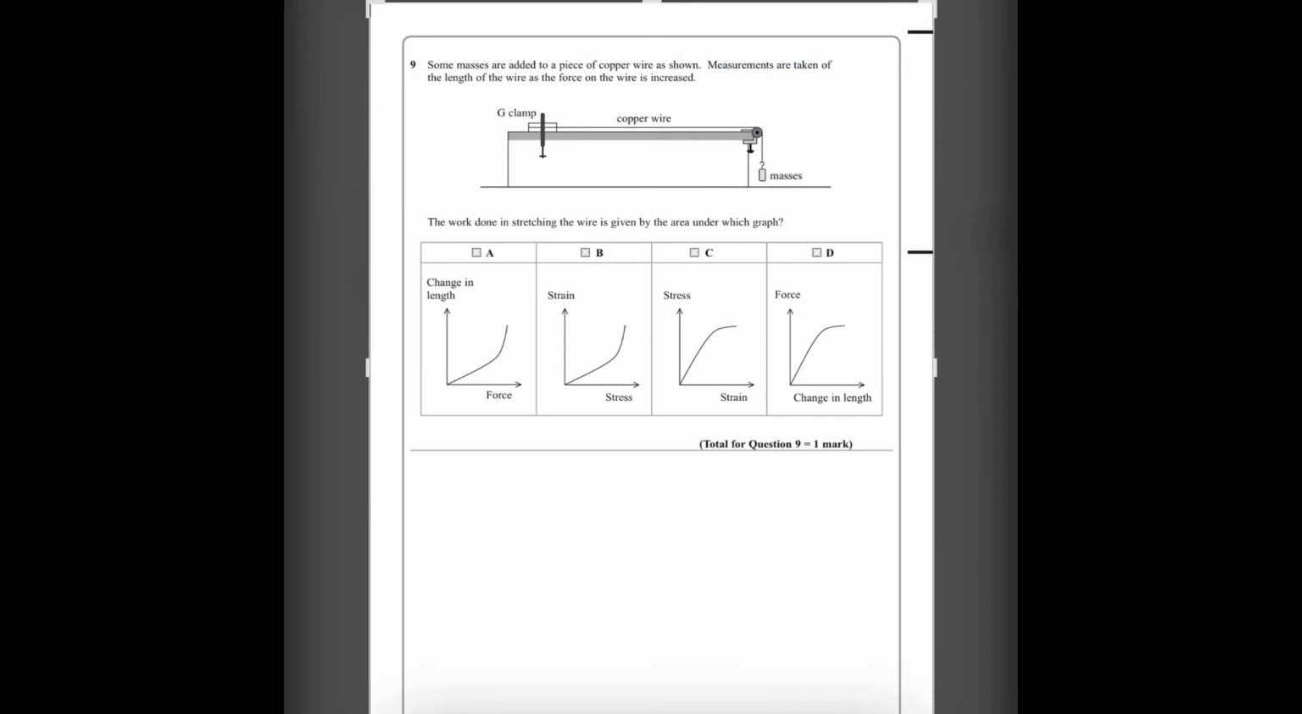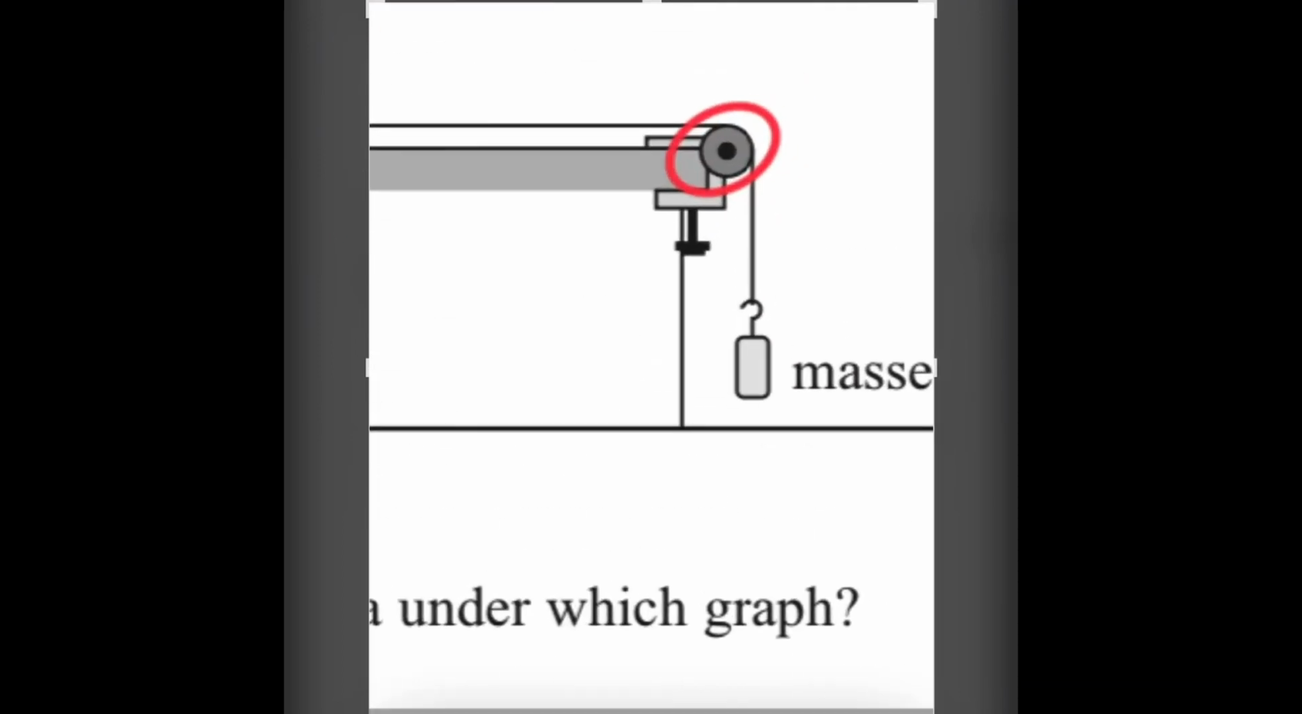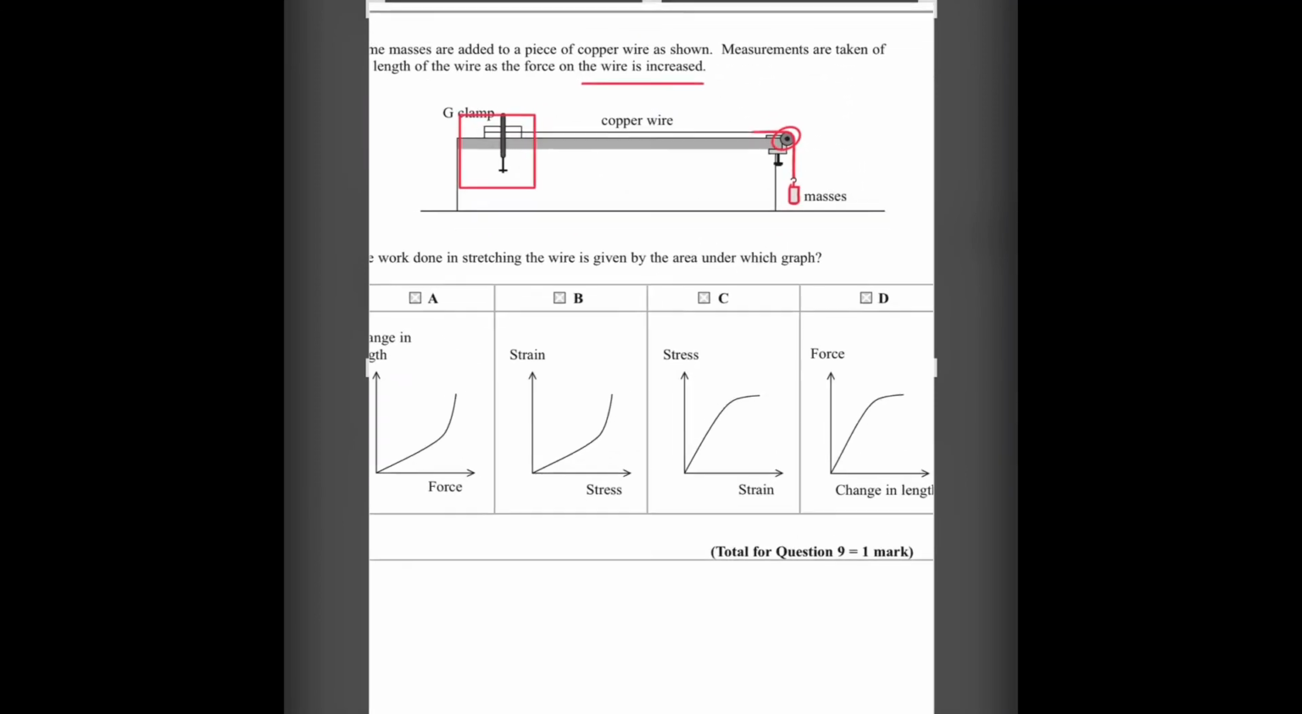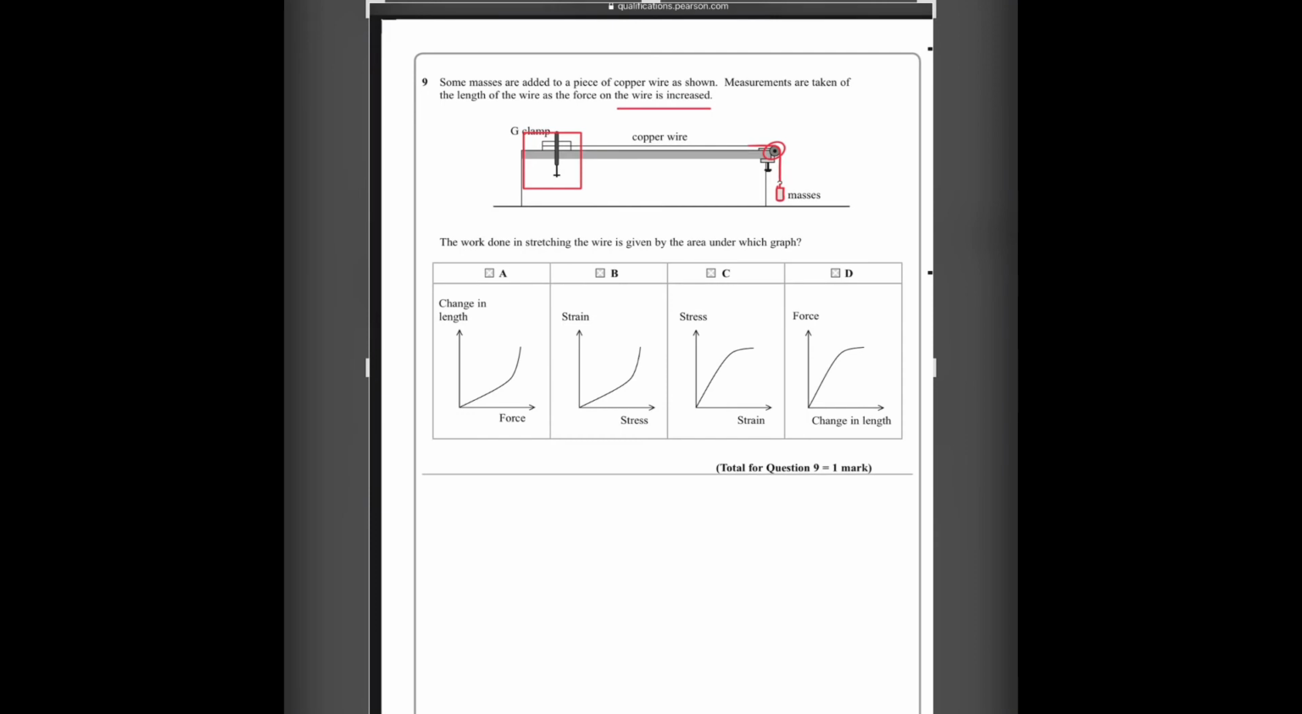Number 9. Some masses are added to a piece of copper wire as shown. Measurements are taken of the length of the wire as the force on the wire is increased. So here we have a G clamp. The clamp is basically holding the wire in a fixed position, and we have a pulley here. The wire goes down over the pulley, and this is the holder and this is the mass. So this is it basically, and the force is increasing the length of the wire.